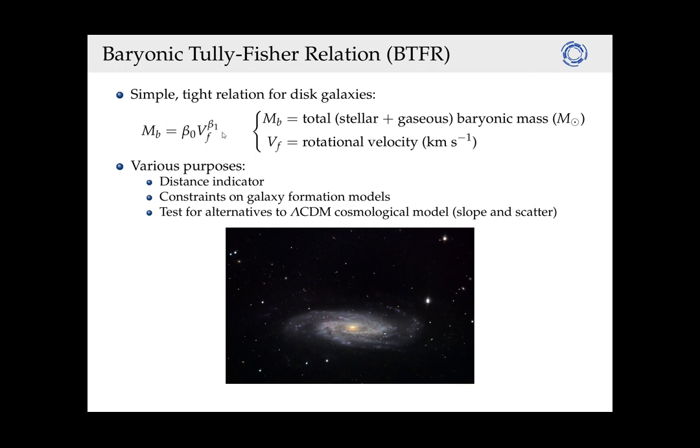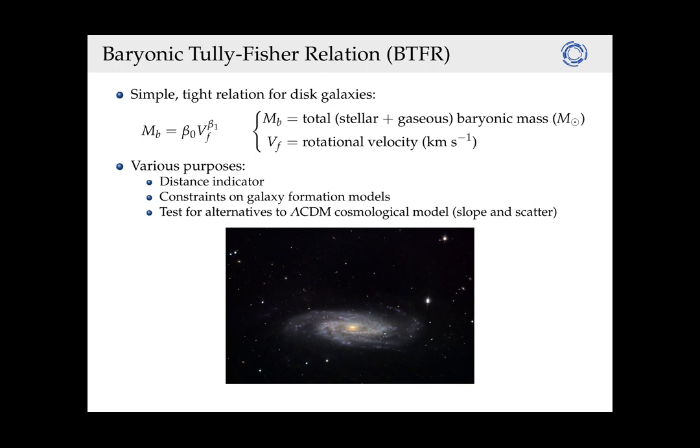and the rotational velocity measured at a certain point in the rotation curve. So there turns out to be a power law relation between these two quantities, and of course if you do regression analysis for a specific data set, the goal is going to be to estimate this beta 0 and beta 1. Various purposes for this scaling law.